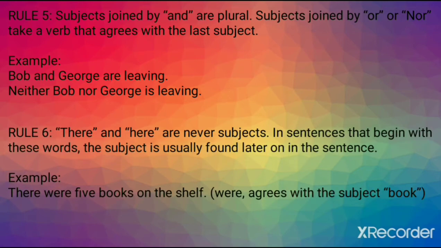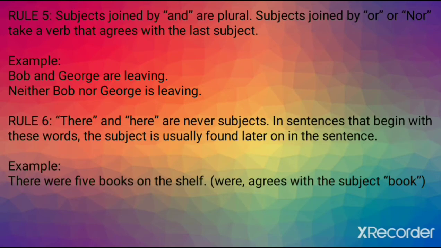Rule number 6. There and here are never subjects. In sentences that begin with these words, the subject is usually found later on in the sentence. For example, there were 5 books on the shelf. Were agrees with the subject books. So that there were 5 books.